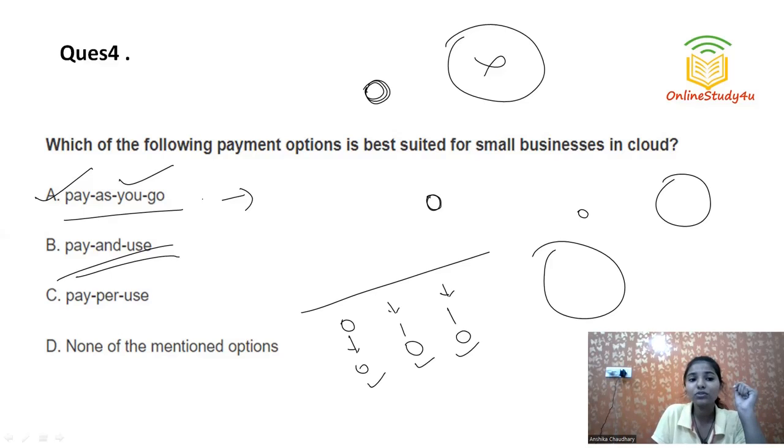So the best suited idea for small businesses in cloud is pay as you go. Whatever you are using, you just have to pay for that. I hope it makes sense and it is clear to you. So the correct answer is this. So moving on to the next question.